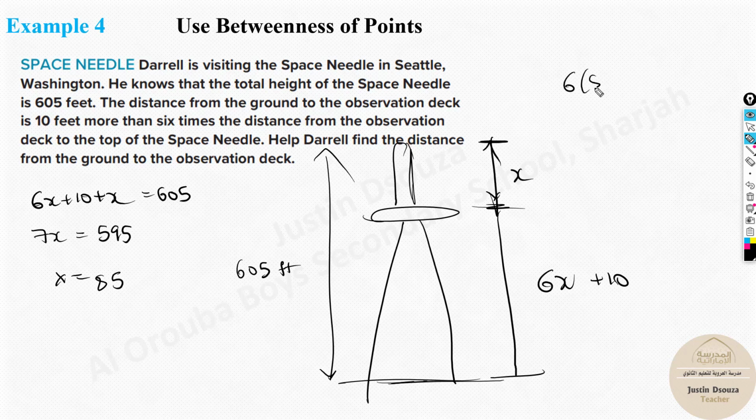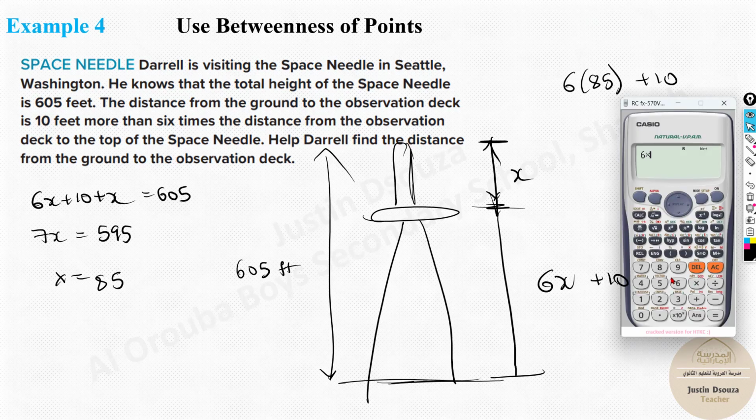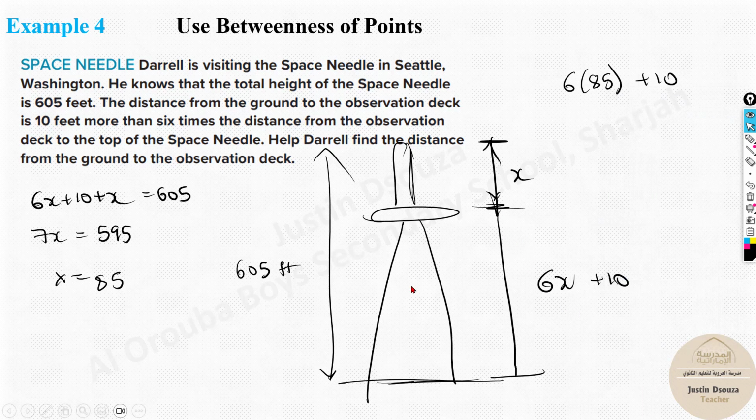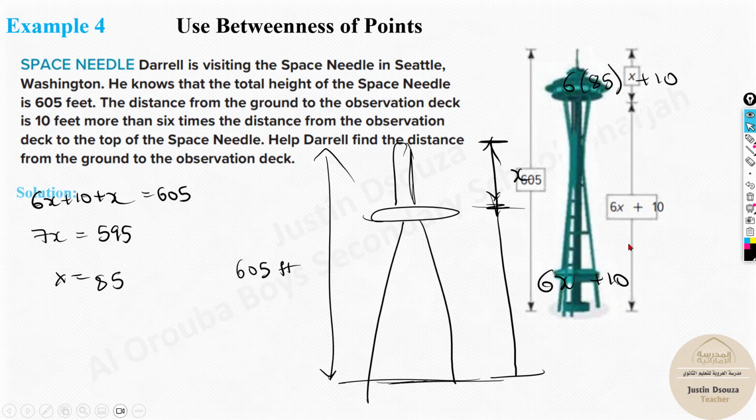So what about this? All you need to do is 6 times 85 plus 10. Again, you can just solve it in the calculator. 6 times 85 plus 10. The answer is 520. So the distance from the ground to the observatory is 520 feet.